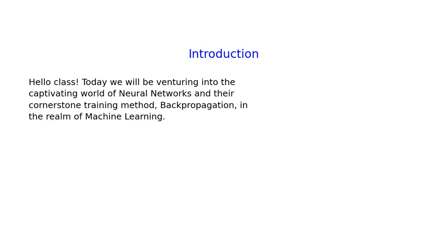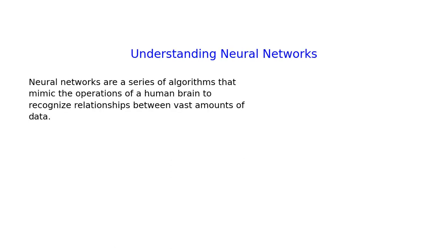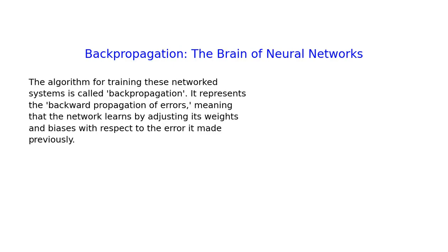Hello, class! Today, we will be venturing into the captivating world of neural networks and their cornerstone training method, backpropagation, in the realm of machine learning. Neural networks are a series of algorithms that mimic the operations of a human brain to recognize relationships between vast amounts of data. The algorithm for training these networked systems is called backpropagation.